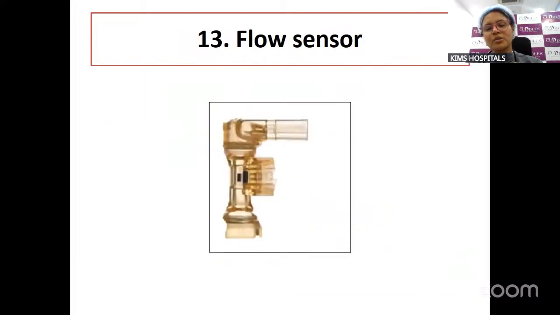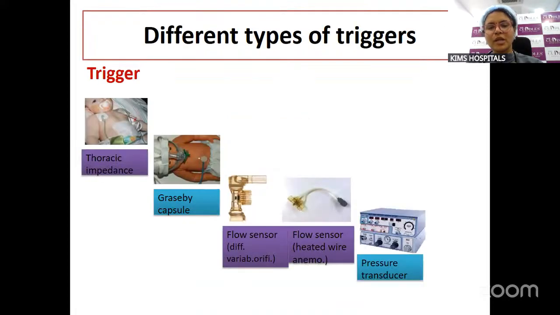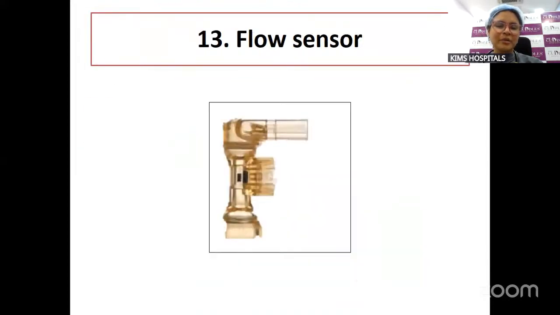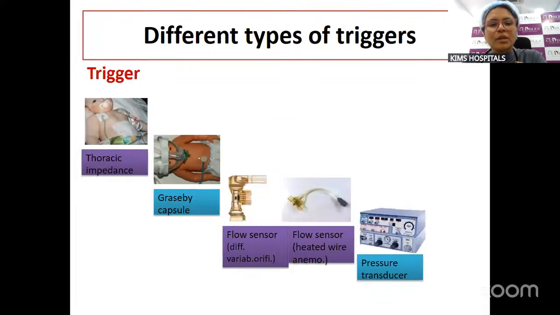Another ventilator-associated equipment that we shall be discussing today is a flow sensor. We shall not be discussing the ventilator per se because it is a huge topic on its own. Now, there are different types of triggering mechanism. The first two on the left side, the thoracic impedance meter and the Graseby capsule, which is abdominal inclination tonometry, both rely on chest and abdomen movements respectively for sensing the baby's respiratory efforts and to trigger ventilator inspiratory breaths.